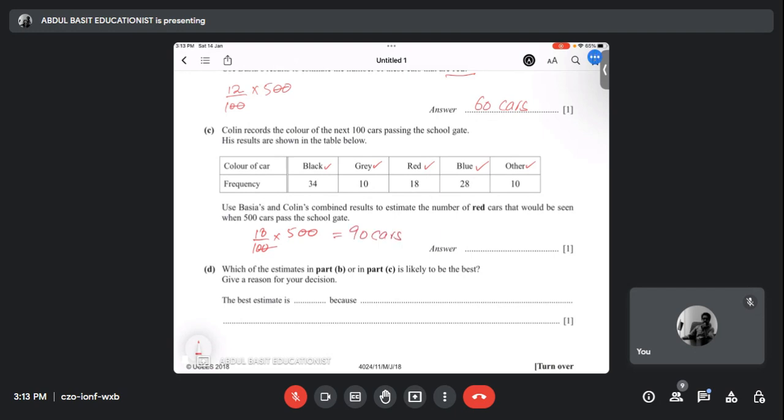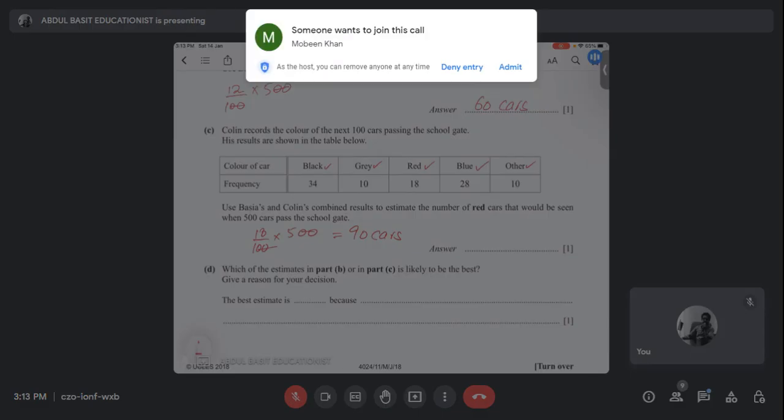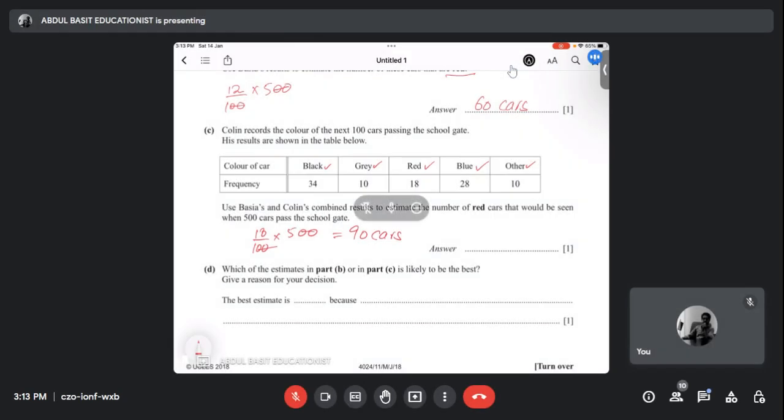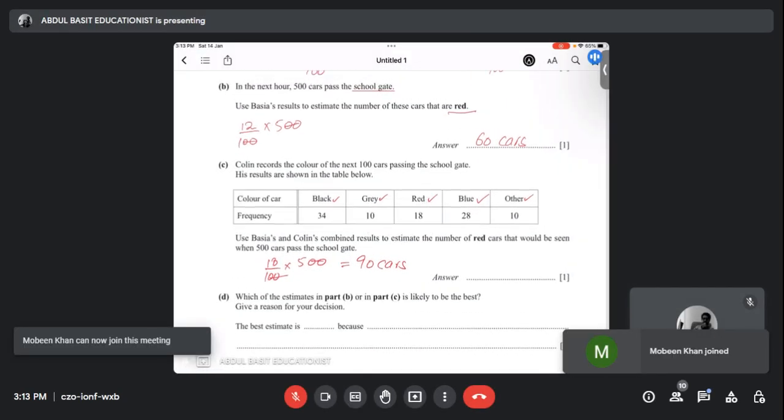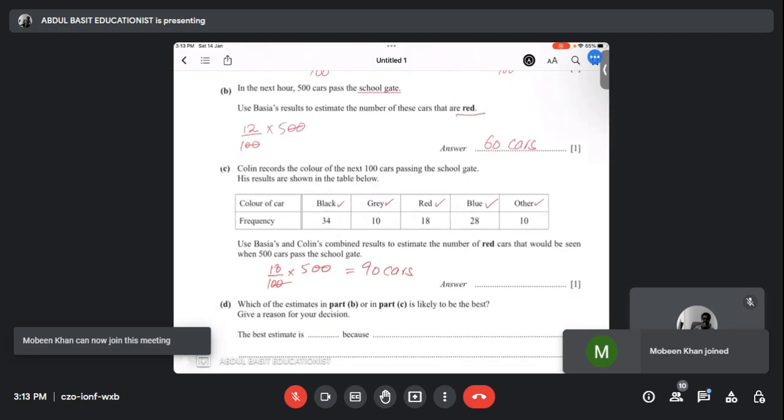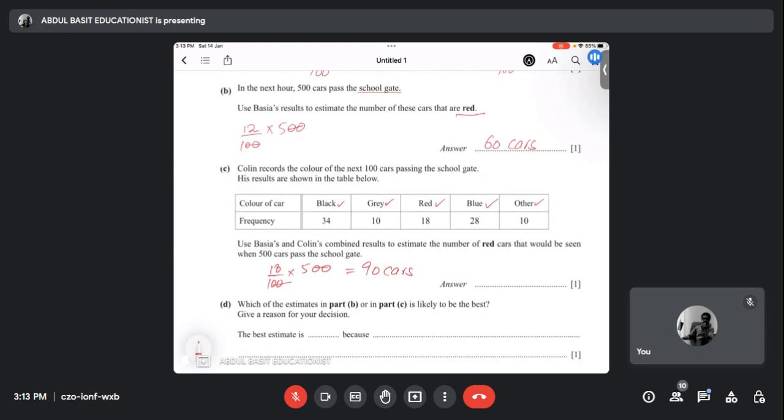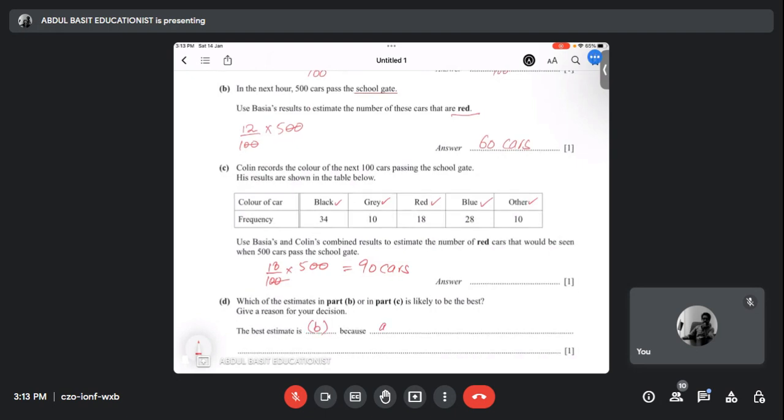Okay. Now, they say which of the estimates in part B or in part C is likely to be the best. Give a reason. The best estimate is what? We can see that the best estimate is part B, because of the large sample. The larger your sample, the better your result will be.